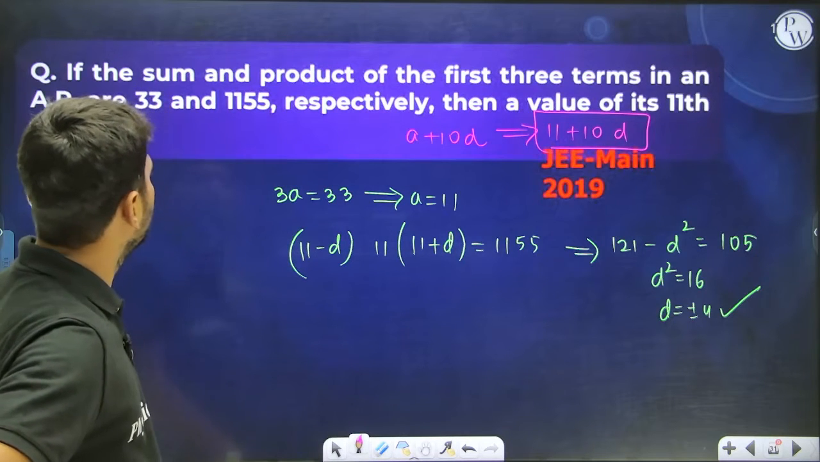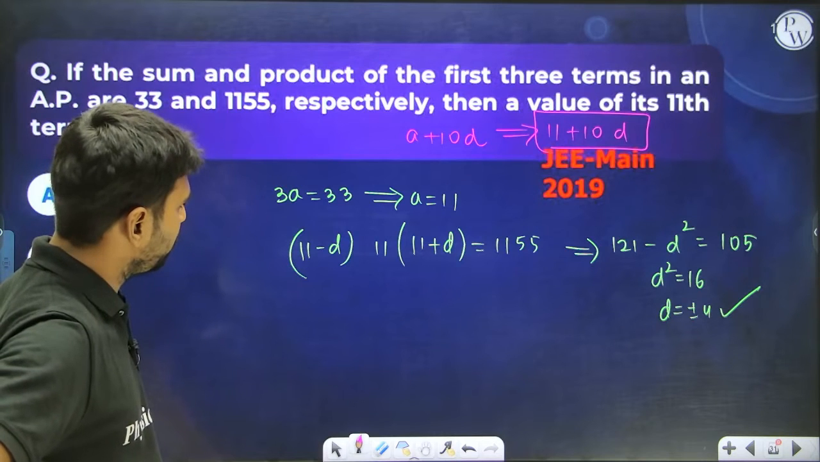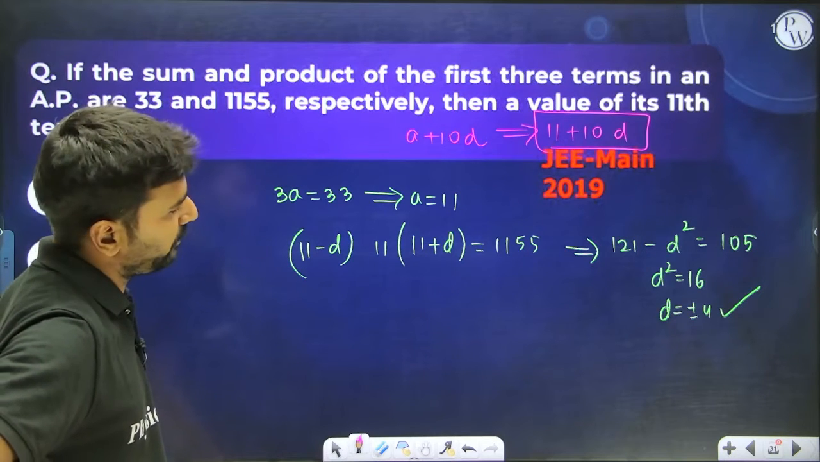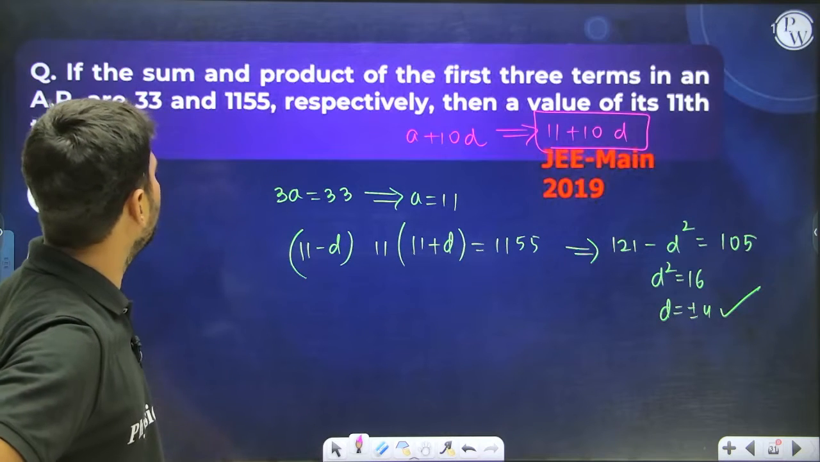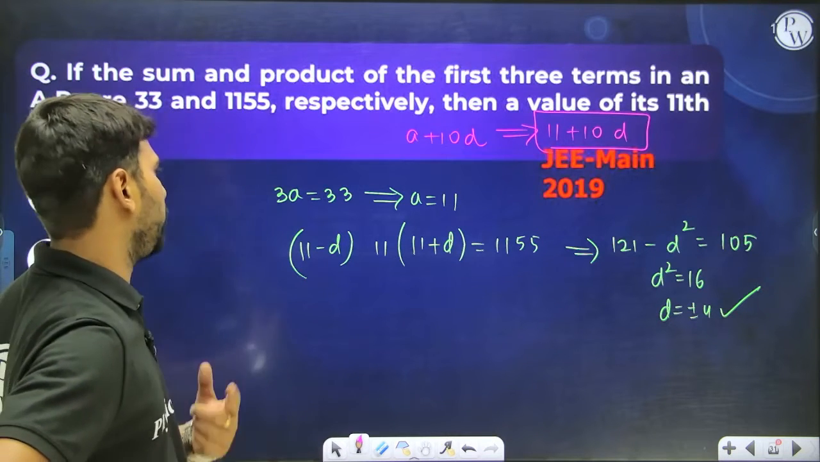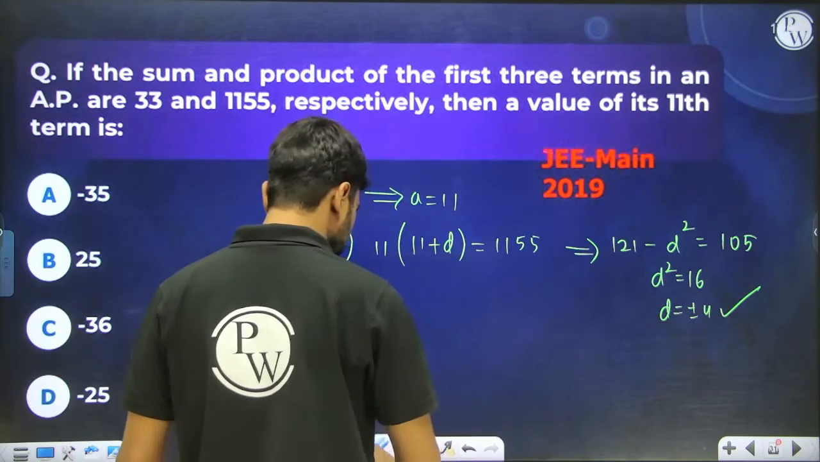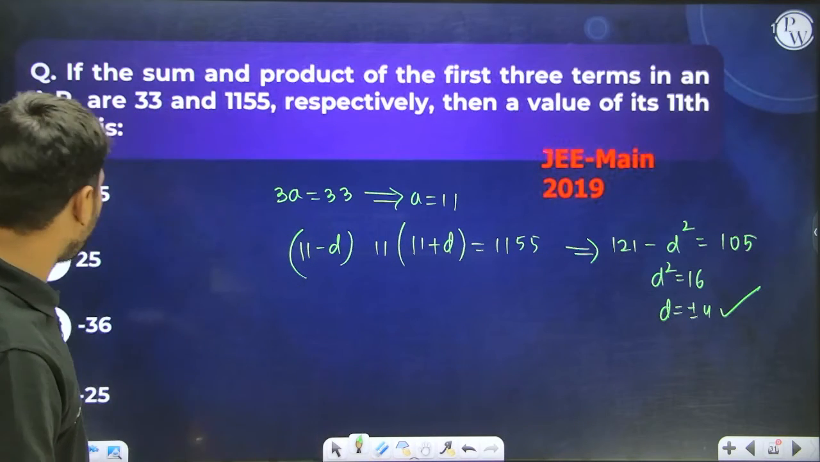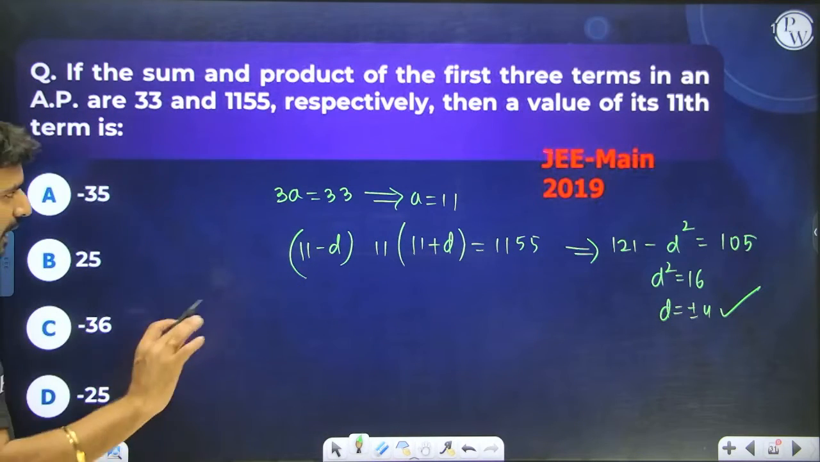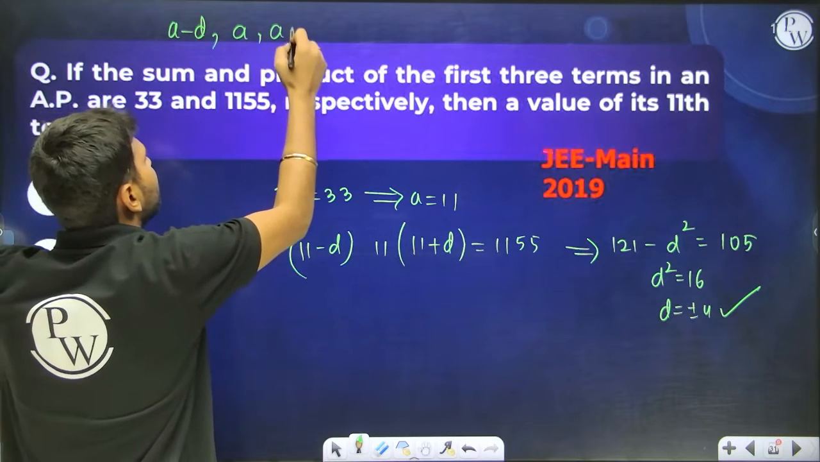Okay, wait a minute. 121 minus 105, if you do, it is going to be 16. So d has to be equal to plus minus 4 only. The 11th term is what we want to, okay, sorry. Now here kids can make a mistake. They will see that if the answer is given to you as minus 29, then they would have correctly marked it. Let me tell you, the first term that you have taken is a minus d, the second term is a, the third term is a plus d.